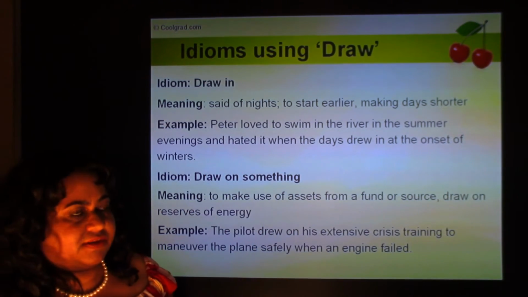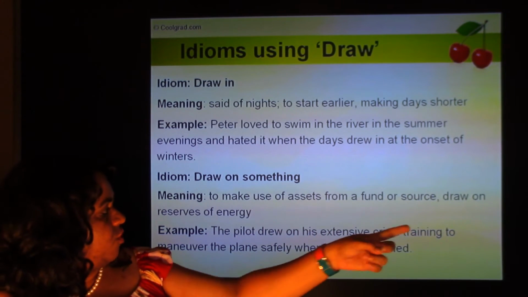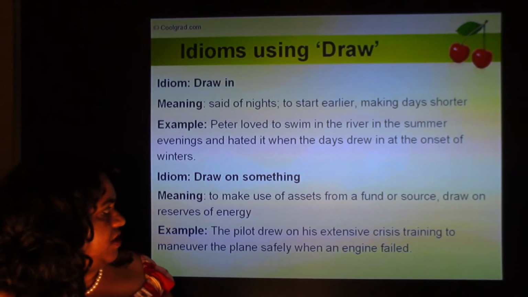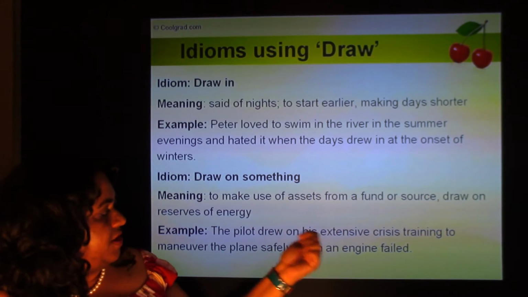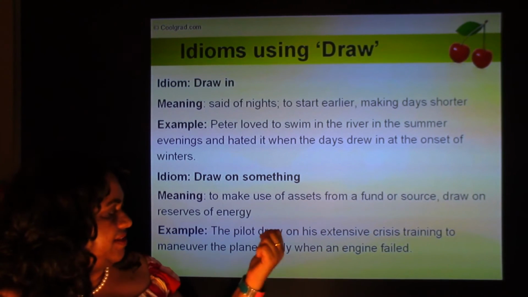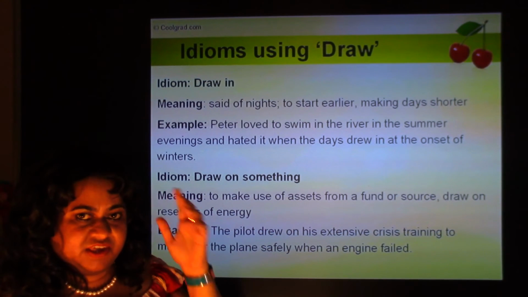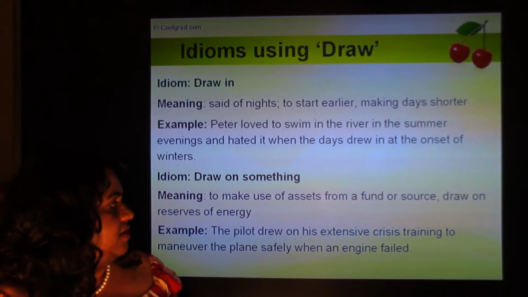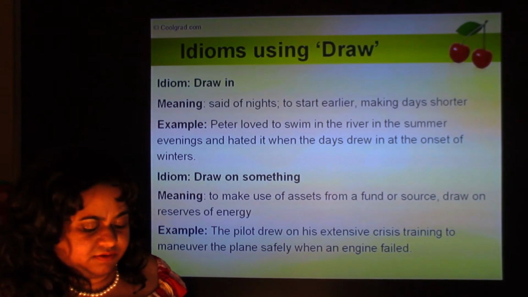Draw on something: to make use of assets from a fund or source. Draw on the reserves of energy. Example, the pilot drew on his extensive crisis training experience to maneuver the plane safely when the engine failed. He drew on the training, means he capitalized on it. Use that knowledge, use that energy, that kind.